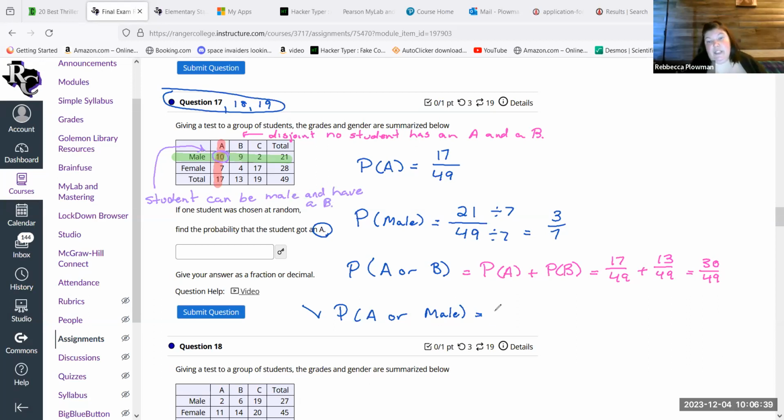So in this case, what we did is the probability of the first situation, they just had an A, plus the probability that they were a male, and then we removed the probability that they were a male and have an A. Or sometimes I said that this was the probability of the overlap. So I'm just saying this is where these two groups overlap.